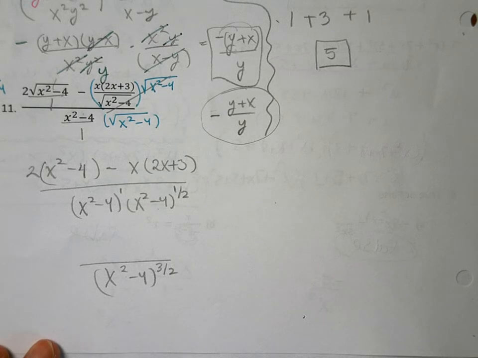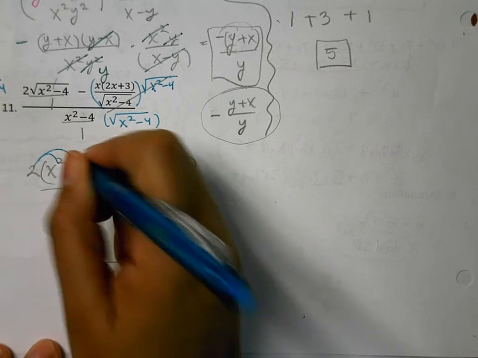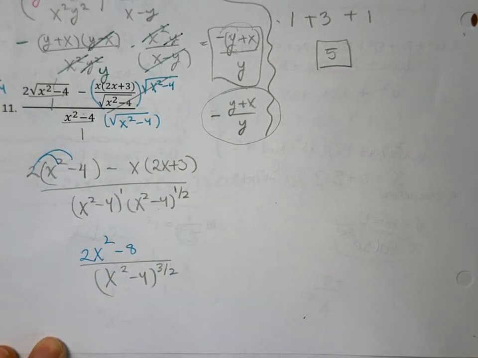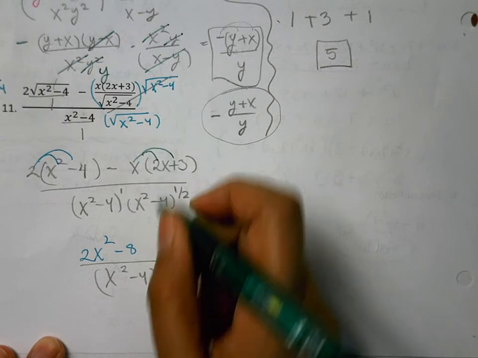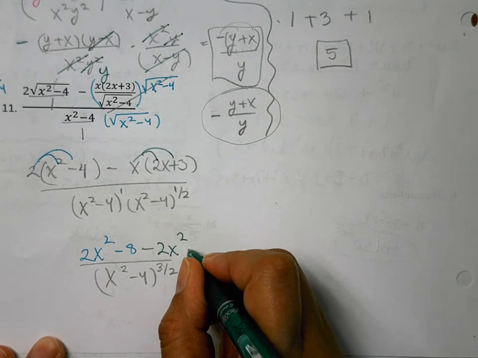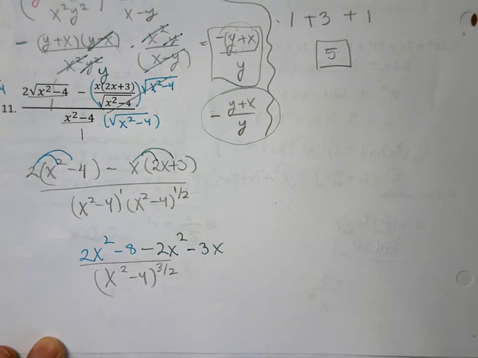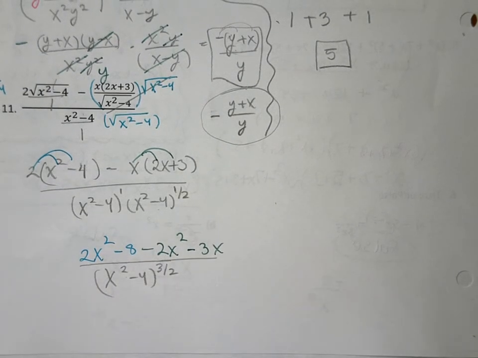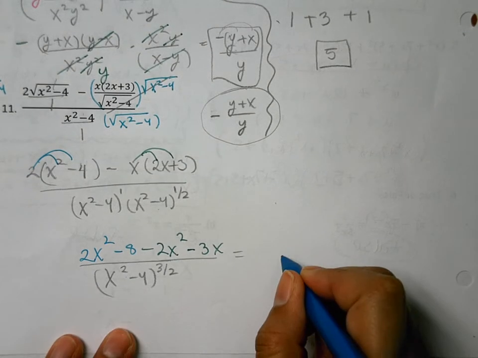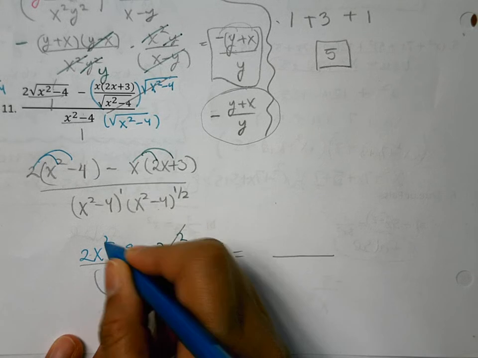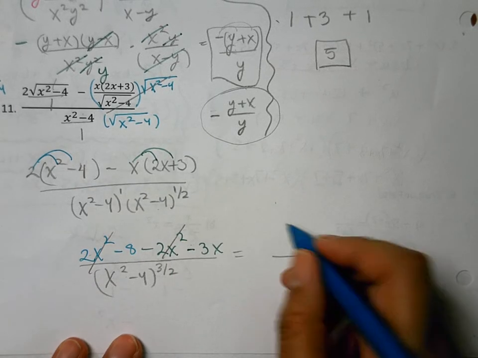Okay, at the top, should I leave the top like that? No, it's not simplified. What do I have to do on the first parentheses? 2x squared minus 8, and on the second one? Minus 2x to the second. Minus 3x. Okay, so why are we even distributing if factoring is typically what we do? Because we want to combine like terms and see if we can reduce.